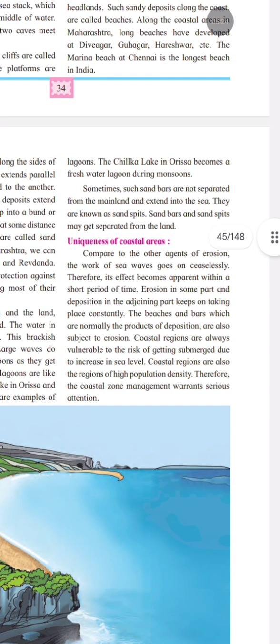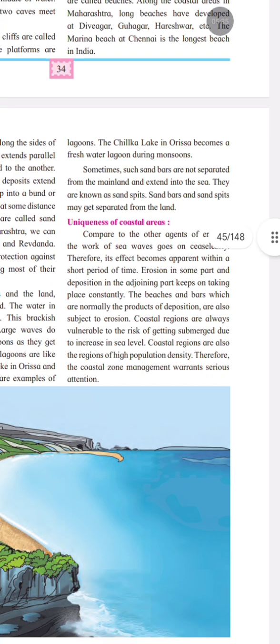Next is the sand spit. Sometimes the sandbar remains connected to the mainland and extends into the sea. Such a depositional feature is called a sand spit.